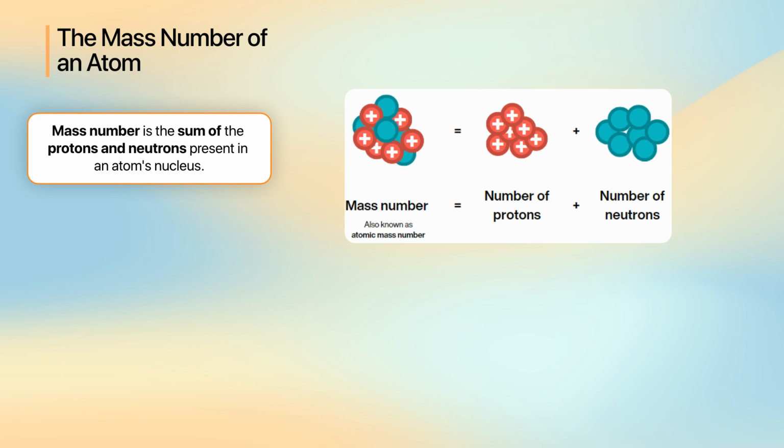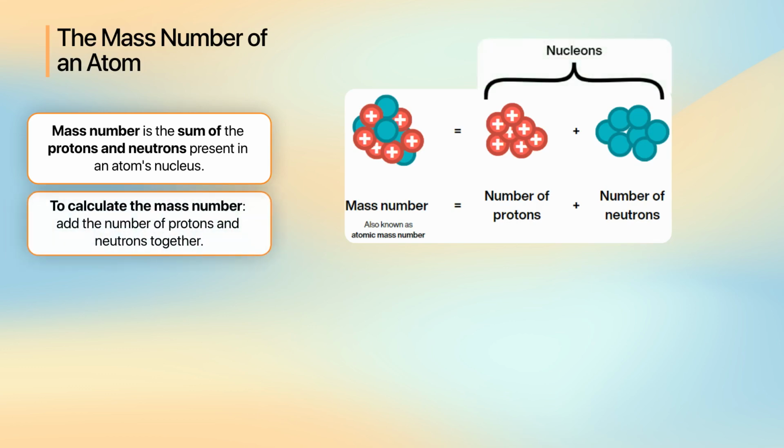In today's lesson, we learned that the mass number, also called the atomic mass number, is the sum of the protons and neutrons present in an atom's nucleus. This number is essential as it helps us understand the overall mass of the atom and distinguishes different isotopes of an element, which have the same number of protons but different numbers of neutrons. We will cover this material in more detail in the upcoming lessons.